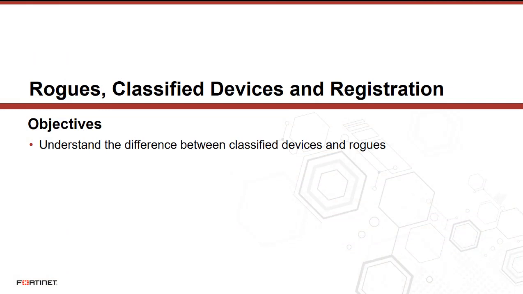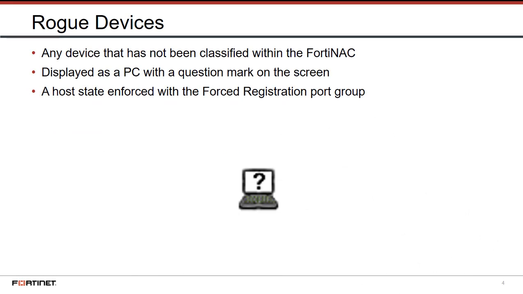Okay, so in this section we're going to understand the difference between a classified device and a rogue. A rogue device is any device that has not been classified with the FortiNAC, thus it is considered an unknown device. So this could be something connecting for the very first time that does not exist in the FortiNAC's database, or it could have connected at a previous time and it is in the database, but it has never been classified. So it would be maintaining the rogue status. So these are represented in the database as a PC with a question mark. So that's how you can identify when you're looking in the UI that you've seen a rogue.